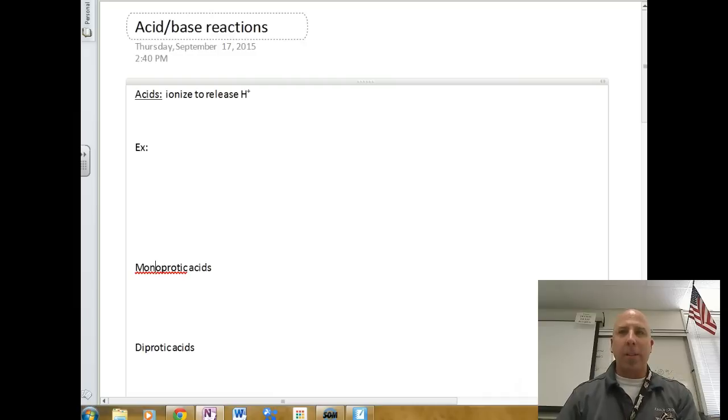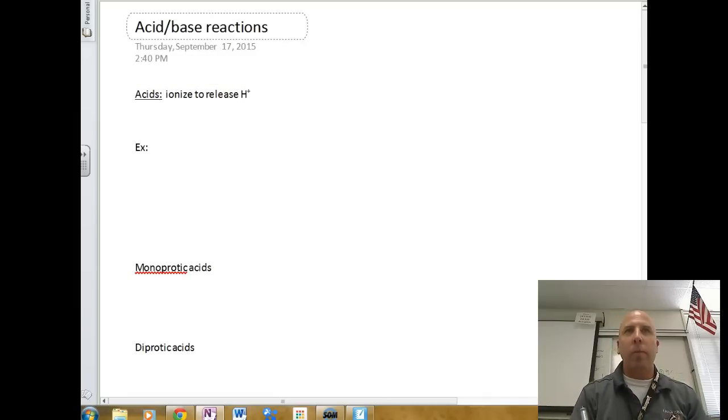Today we're going to talk about acid-base reactions, and let's jump right to it. So we have our definition. Now this is going to be one of the definitions we talk about for acids, but it's not the only definition that we're going to talk about for acids. So our definition is that an acid is something that ionizes to release hydrogen ions into solution. Like I said, this won't be the only definition we use for an acid.